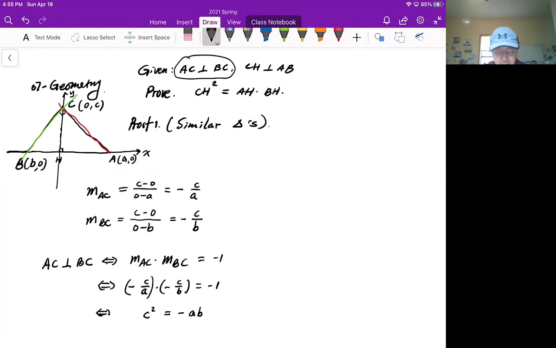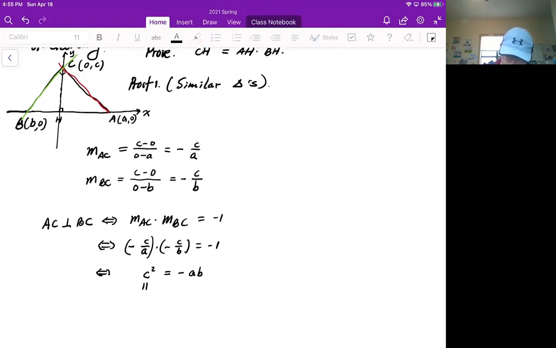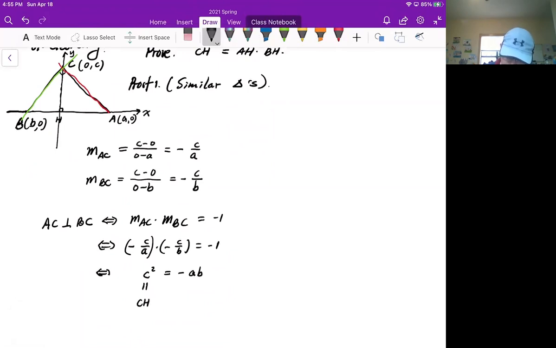All right, so let's think of that. What is c squared? c is just equal to CH. So c squared is just CH squared, right? Because c just means the length of CH. The CH has the length of c. Good. How about the other one? The other one, I'm going to write that to be a times negative b. But keep that in mind, the a is just AH.